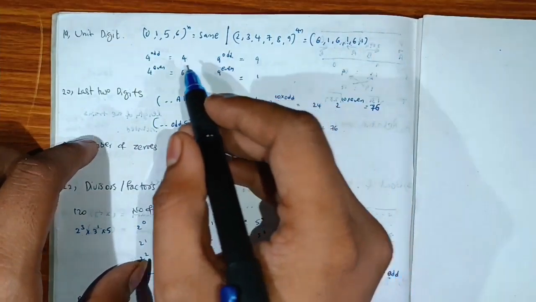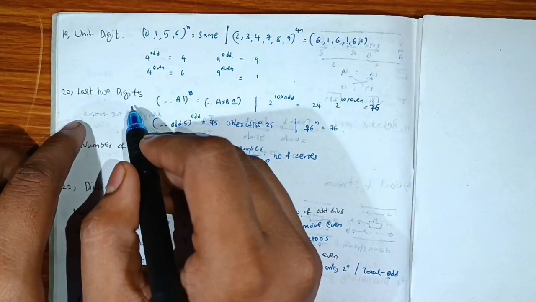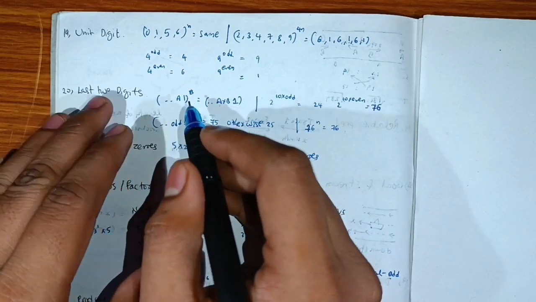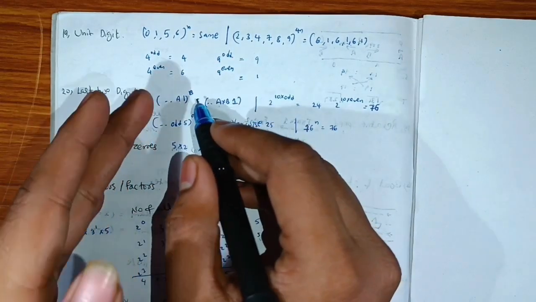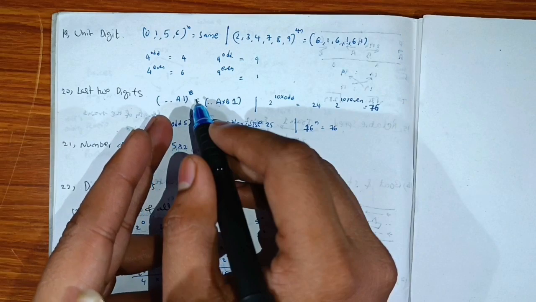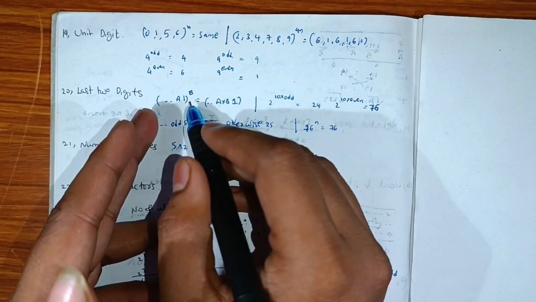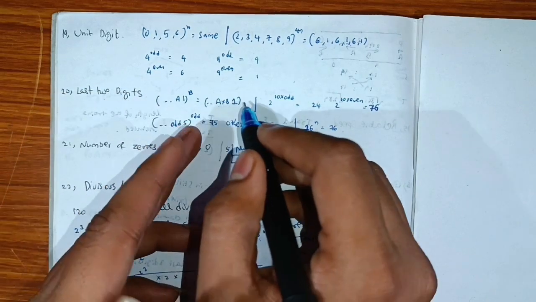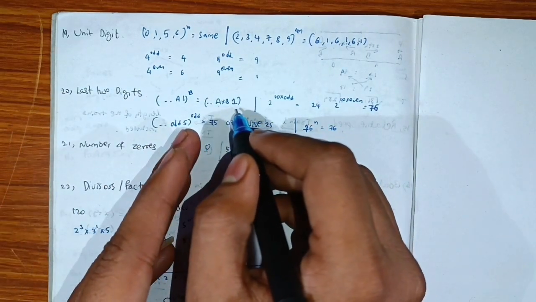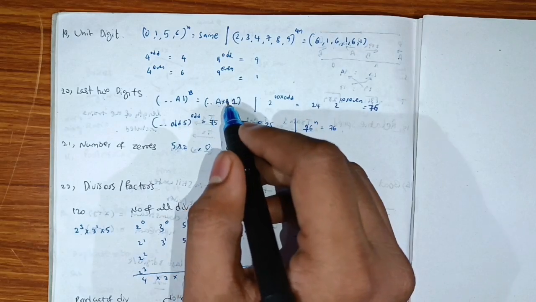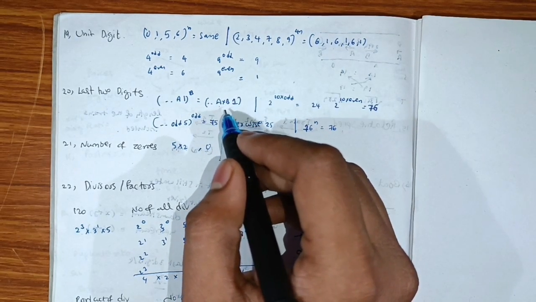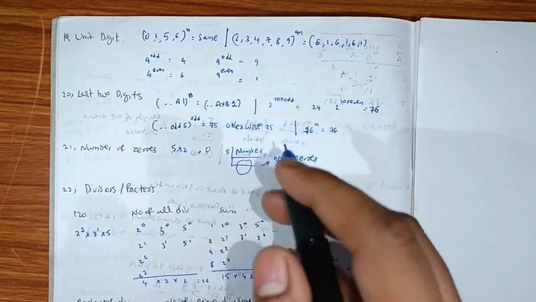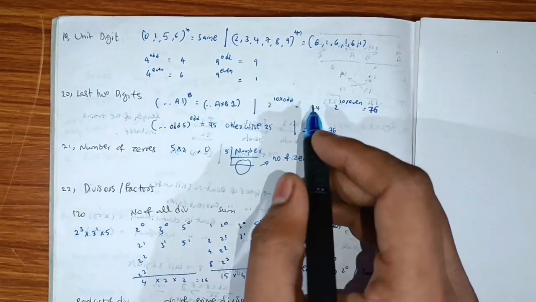Later we have seen the last two digits. Suppose the unit digit is 1, the tens digit is a, and the number is raised to the power b. Then the last two digits will be: the ones digit is 1, and the tens place digit is a cross b, like we need to multiply a into b. All this we have seen in the previous video.